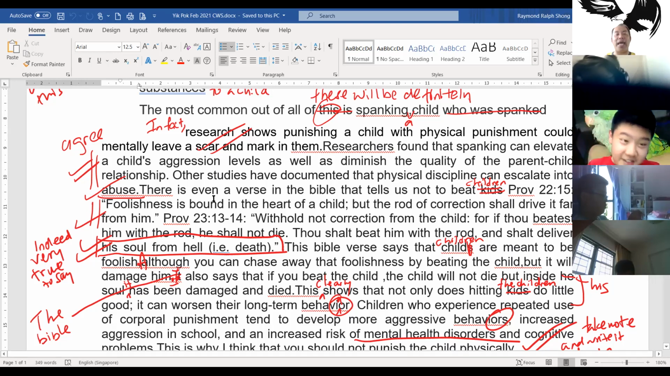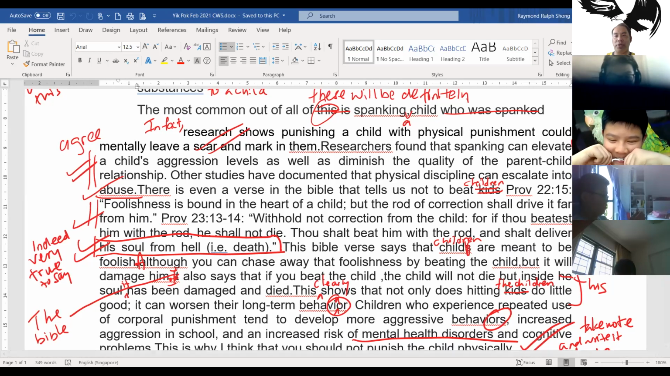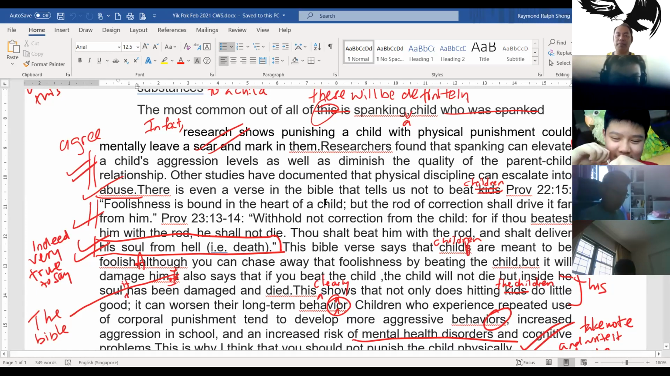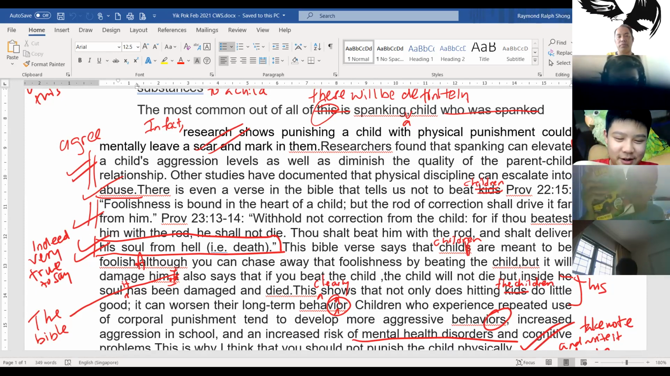No problem. Let's go. There is even a verse in the Bible that tells us not to beat the children. I can't remember this. Is there such a verse? Proverbs 22. Carry on. Foolishness is born in the heart of a child, but the rod of correction shall drive it far from him. Proverbs 22:15. That verse 13-14. Hey, sure, I got it. This is the verse.